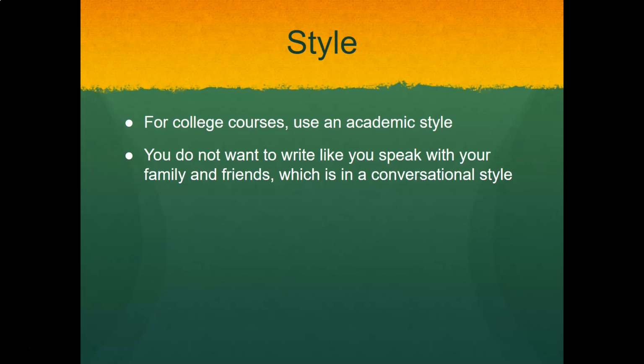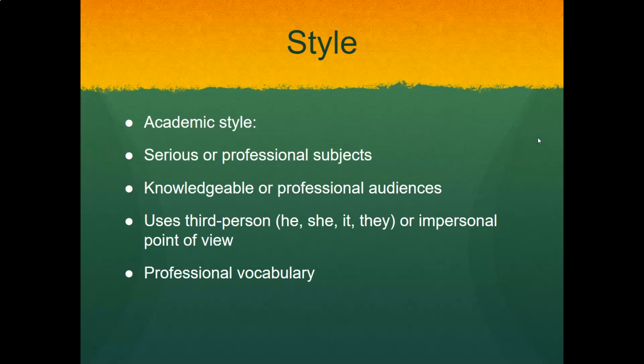So you don't want to write like you're speaking with family and friends, which is most likely a conversational style. An academic style involves a serious, knowledgeable, or professional audience. So your audience will be your classmates and your professors. You should use the third person pronouns such as he, she, it, or they, which presents an impersonal point of view, as opposed to using the first person, I, me, my, which is a subjective point of view.